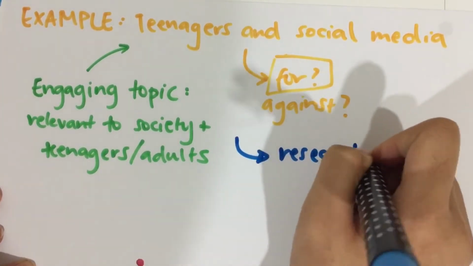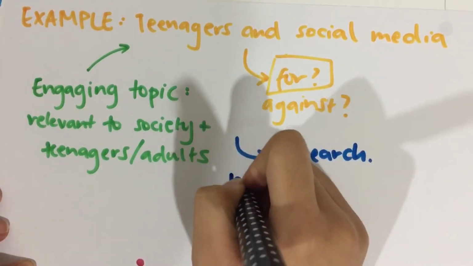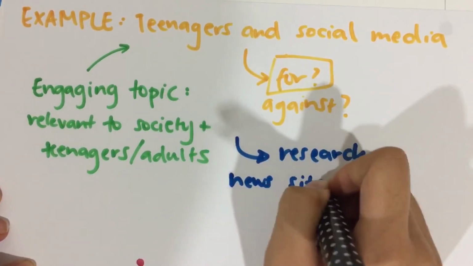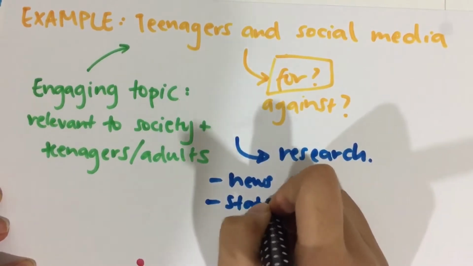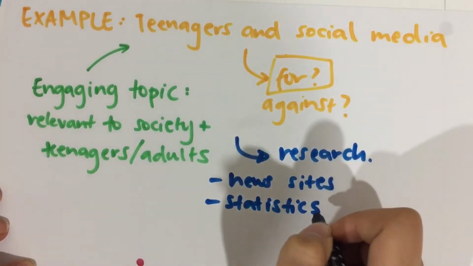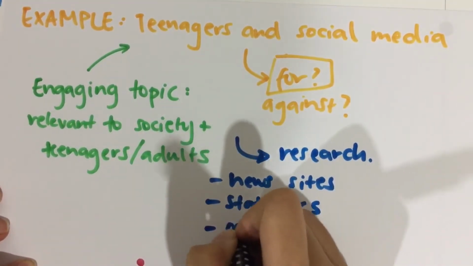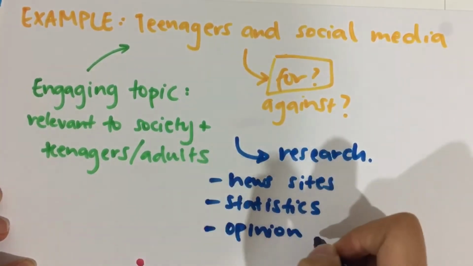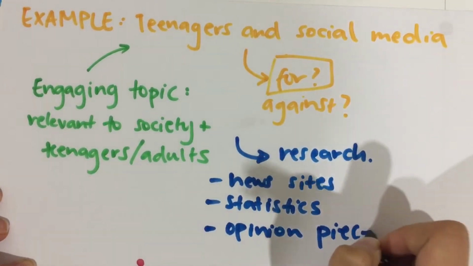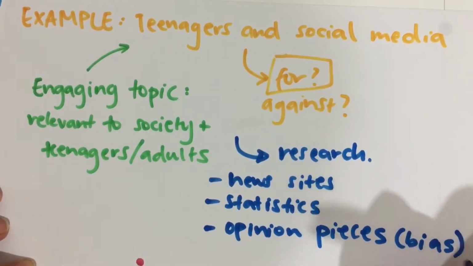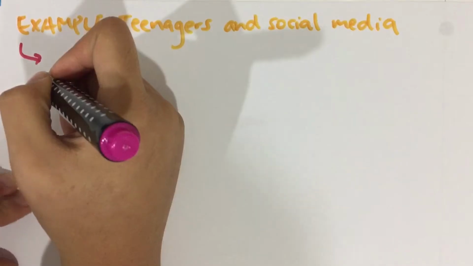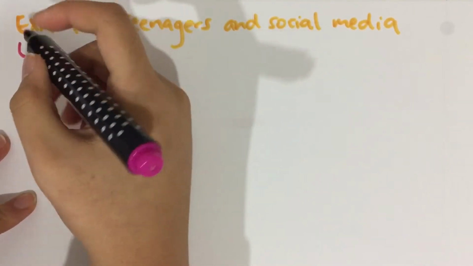Then you want to conduct quality research into the argument. You can use many types of sources such as news articles, statistic blogs or sites, or even opinion pieces that you find on places like New Zealand Herald or stuff.co.nz. Just keep in mind that with opinion pieces there tends to be a lot of bias, which I said previously could be good and could be bad.